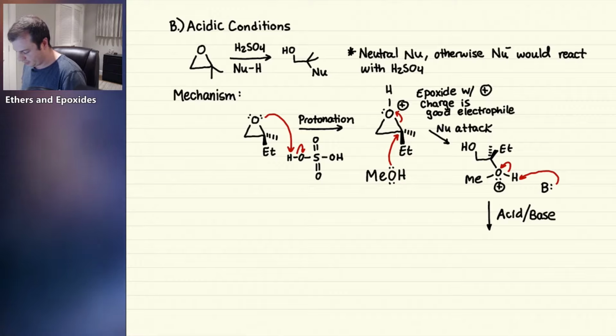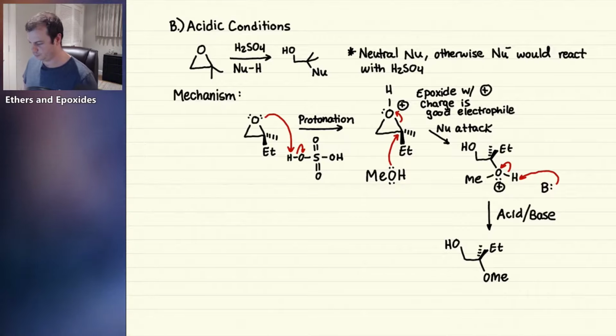And so that's going to lead to our final product, which again is the beta nucleophile substituted alcohol. The big difference here being that under acidic conditions, our nucleophile attacks from the more substituted side. And again, you can use a generic base here, or you could use another molecule of the methanol as your base.